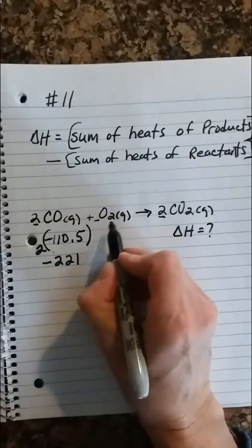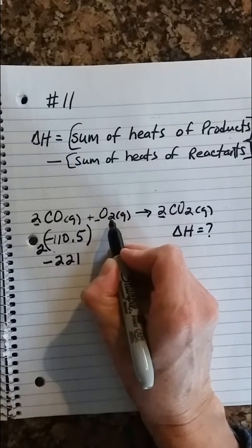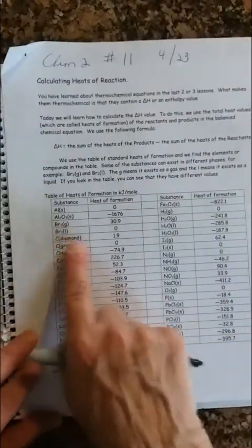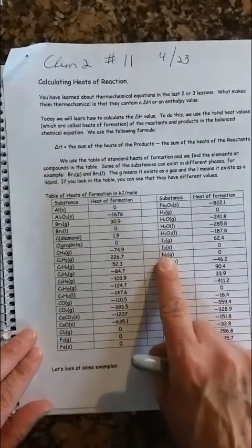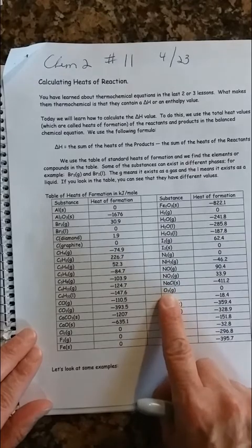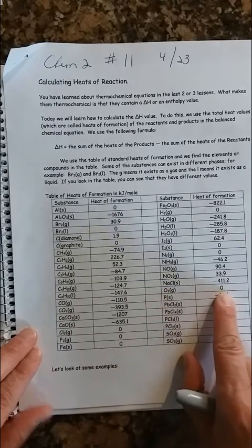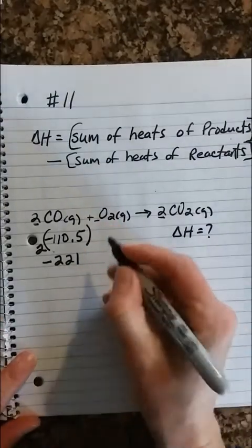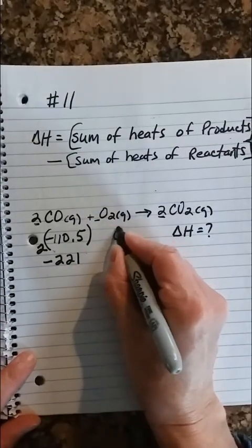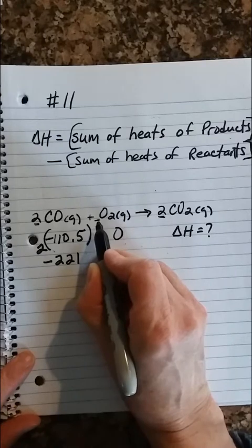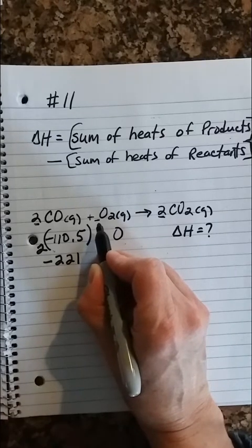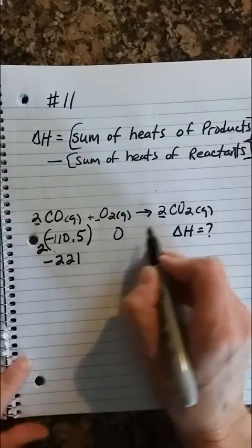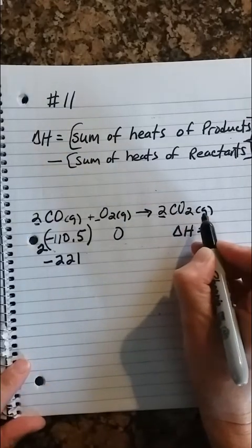Okay, so the next one I want to find is O2, so I'm going to go back into my table. We're going to look for O2. It's probably on this side because they're all alphabetical. Oh, here it is right here, O2 gas. And this one just happens to be 0. There is no coefficient, but even if I had a coefficient, it would still be 0 because anything times 0 gives me 0.